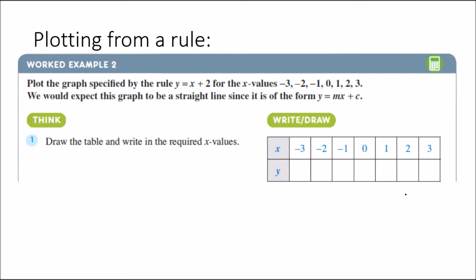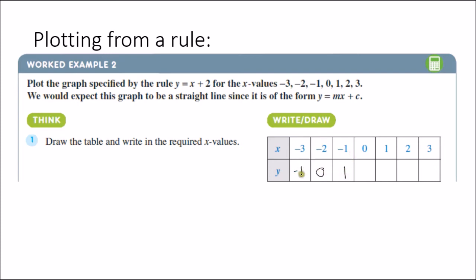Now, a quick example of plotting. When we're plotting, we use a table of values. So we've got our domain of x values here, and we're just going to fill in the y values here. So I've got y equals x plus 2, which is a nice simple equation. And all I've got to do is put those values in. So when x is -3, y will be -3 plus 2, which will just be -1. When it's -2, well, -2 plus 2 is 0. -1 plus 2 is +1.